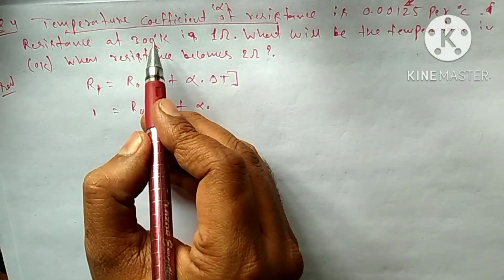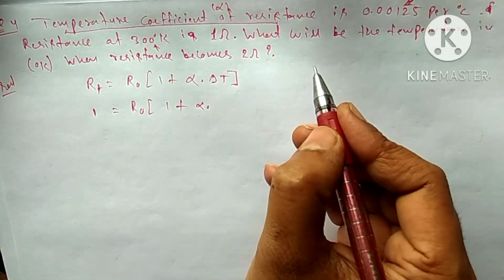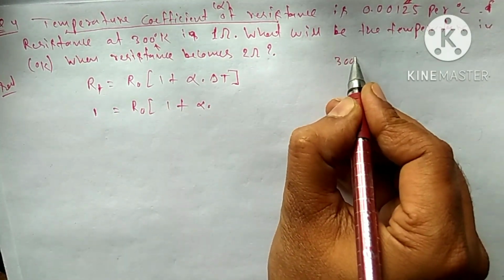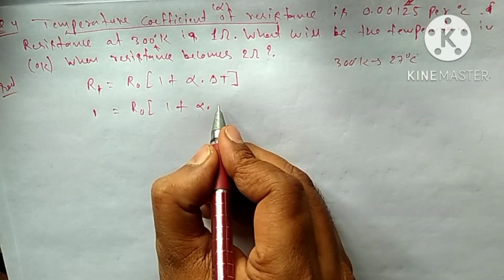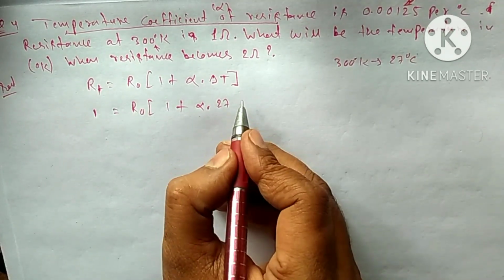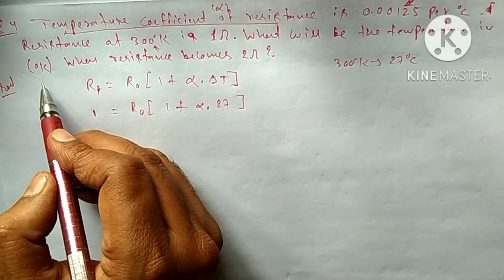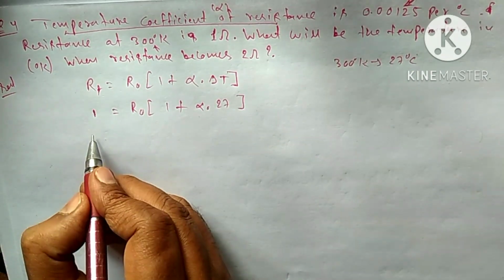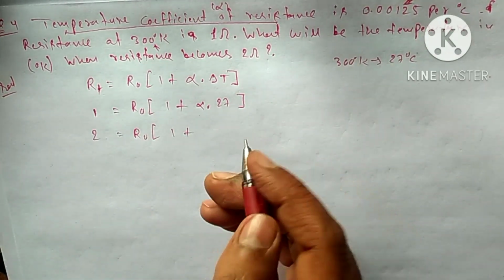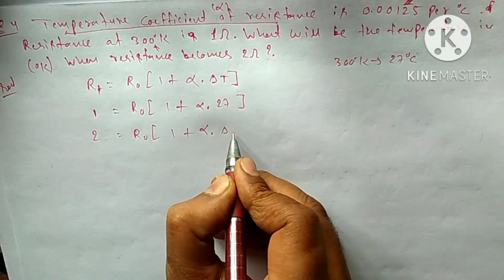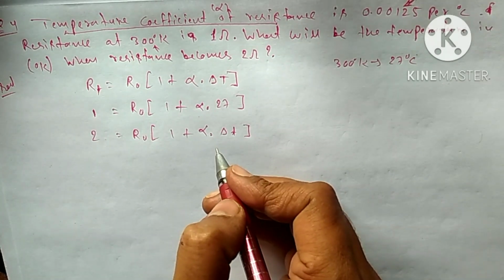the resistance at 300 degree Kelvin is 1 ohm. That means we can convert the 300 degree Kelvin into Celsius, that is 27 degree Celsius. So here we write 27. And also, what will be the temperature when the resistance becomes 2 ohm? So 2 is equal to R naught (1 plus alpha into delta T). I have not mentioned here what the value of delta T is.